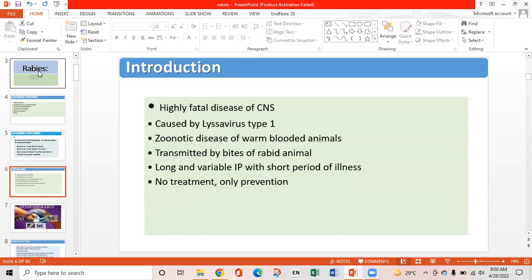Introduction. It is a highly fatal disease of the CNS. It is caused by Lyssavirus type 1. It is a zoonotic disease of warm-blooded animals. It is transmitted by bites of a rabid animal, with a long and variable incubation and a short period of illness. No treatment is found, only prevention is there.